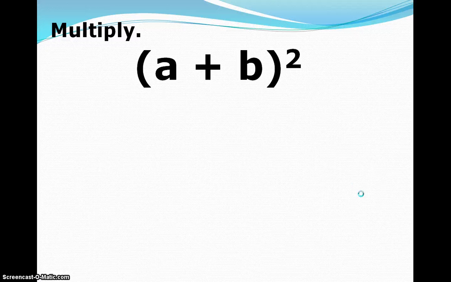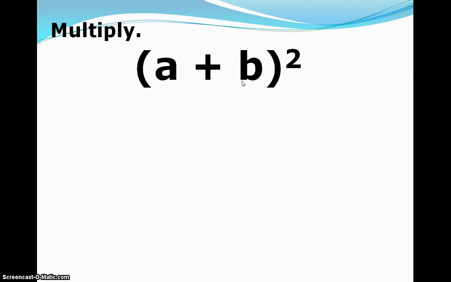The next one I want you to try to do, so if you want to pause it, all right, think again that we have A plus B quantity squared, but we cannot just take the 2 and distribute it so that it's A squared plus B squared is our answer. So take a moment and go through and try to get the answer.